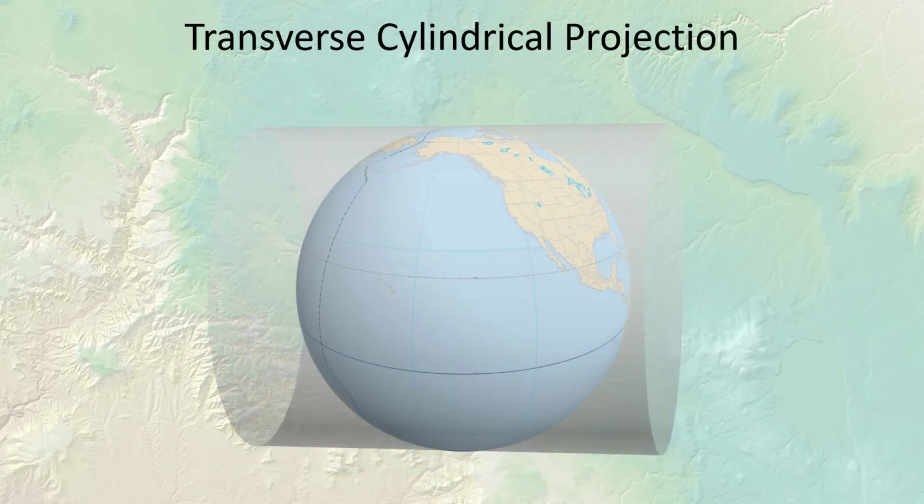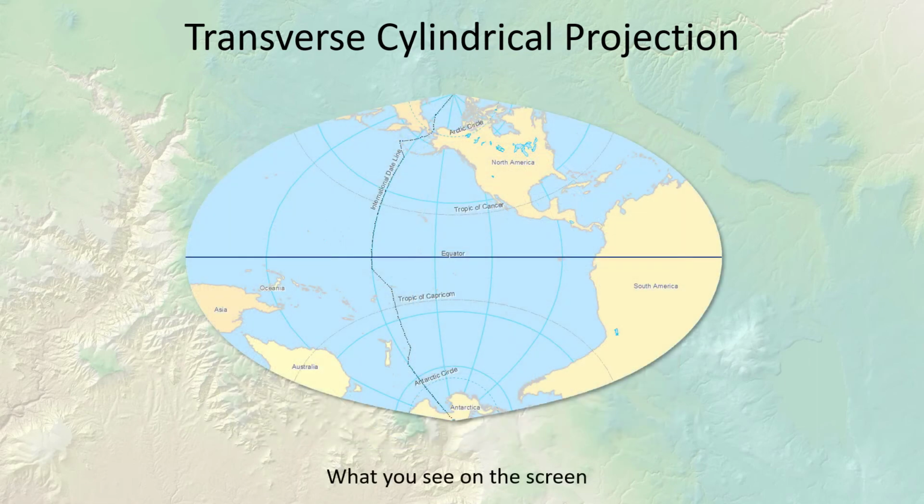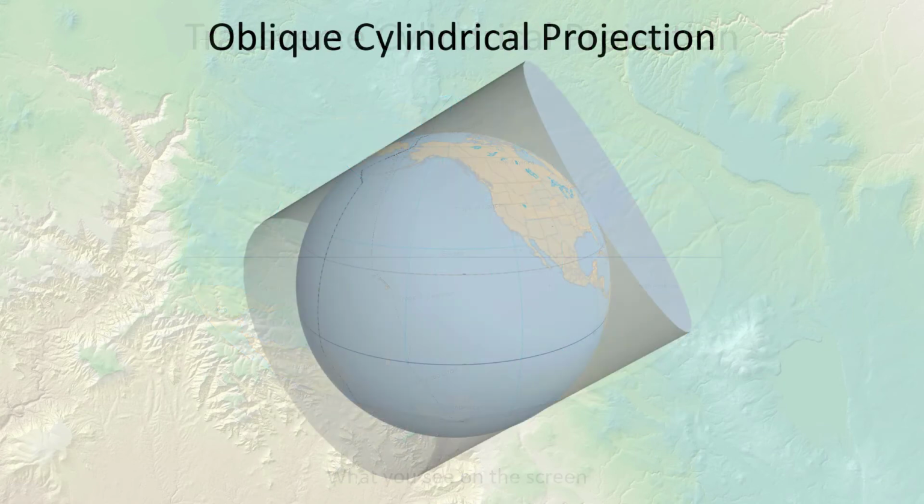Now, there's a few different flavors of cylindrical projections based on how you position the cylinder, and a really common variation is to turn the cylinder sideways. And when you do this, it's called a transverse cylindrical projection. Transverse cylindrical projections look like this when you unroll them. Now, sometimes people orient the cylinder in more unusual ways. When you do this, they call them oblique cylindrical projections.